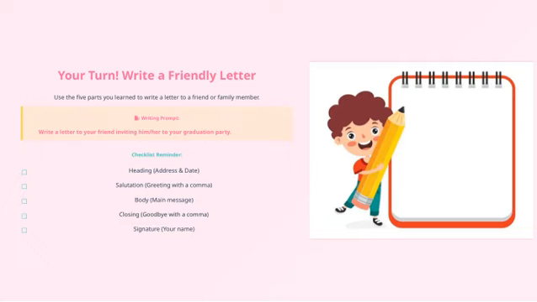For today's writing prompt, I want you to write a letter to a friend inviting them to your graduation party. Think about what details you want to include, like the date, time, and location of the party. And don't forget the checklist. Make sure you include the heading, salutation, body, closing, and signature. This structure helps your letter stay organized and friendly. Remember, the goal is to practice these parts so you can write clear, kind, and well-organized letters in the future.